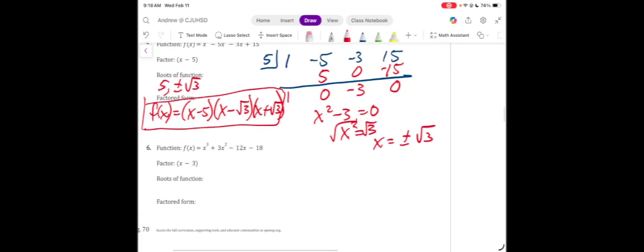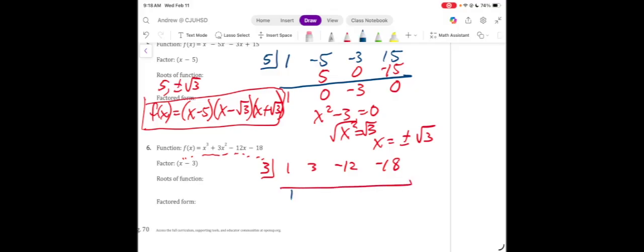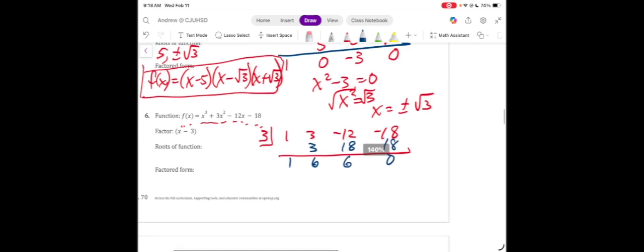Okay, here's another one. 3 into 1, 3, -12, -18. Again, x minus 3, so I'm using plus 3. We're going to drop the 1. 3 times 1, 3. 3 plus 3, 6. 3 times 6, 18. Add those together, 6. 3 times 6, 18 again. Remainder of 0. And what is left is x squared plus 6x plus 6.